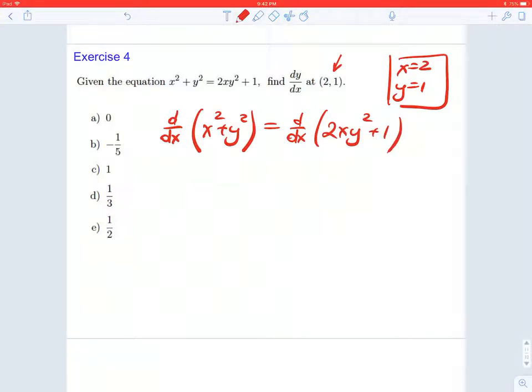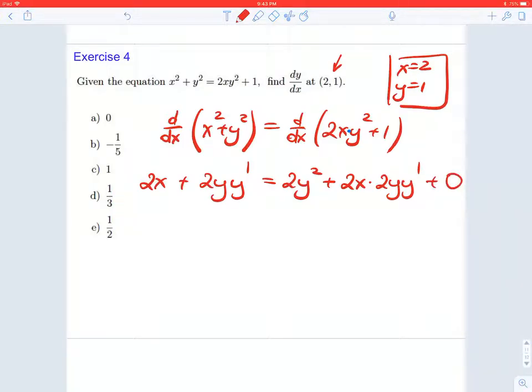Derivative of x squared is 2x. Derivative of y squared is 2y, y prime. Derivative of 2x times (y squared plus 1), a product. Remember to apply the product rule. Derivative of 2x is 2 times (y squared plus 1), plus 2x times the derivative of y squared, which is 2y, y prime. Derivative of 1 is 0.